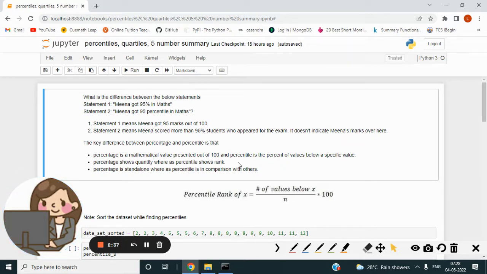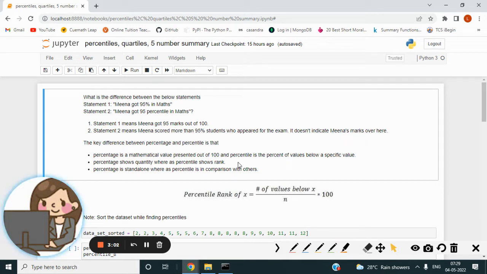So percentage can stand alone, like Meena's marks. If you know Meena's marks, we can say yes, this is a percentage. But to say the percentile of Meena, you will have to take into consideration the marks of all other students who gave the exam. That is the key difference between percentage and percentile.